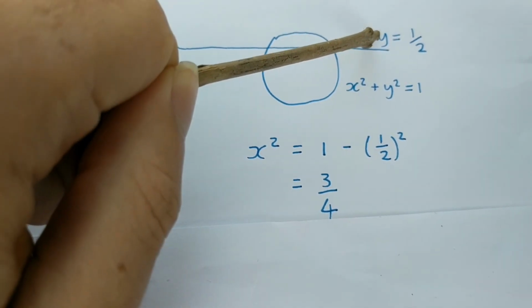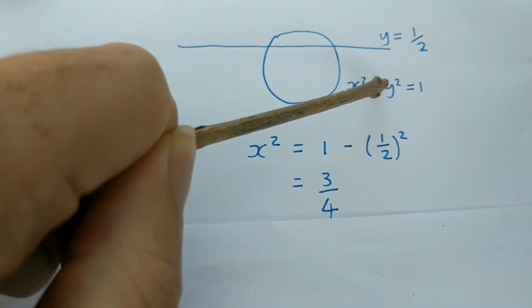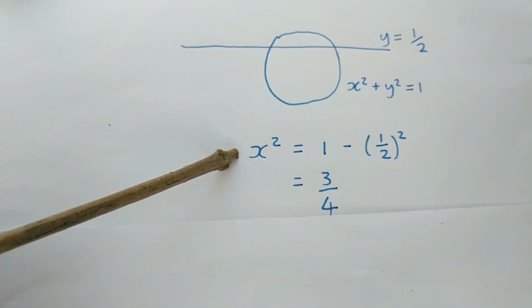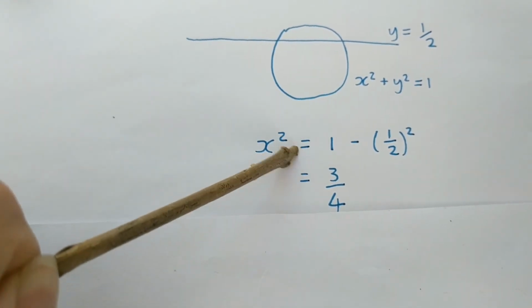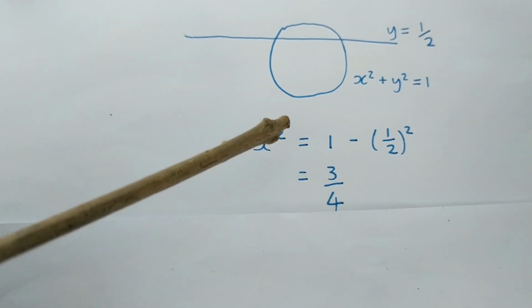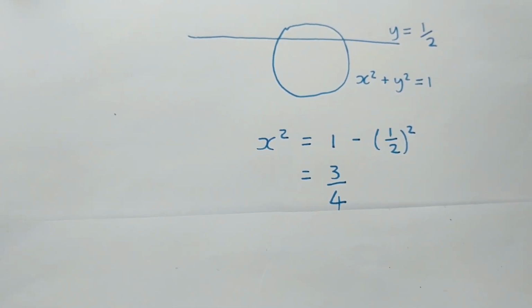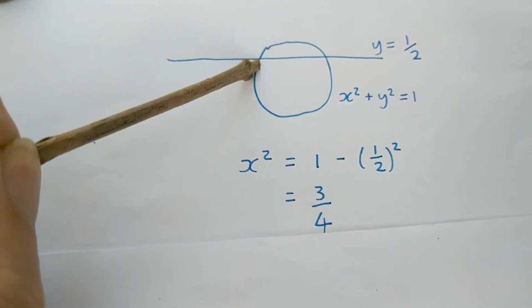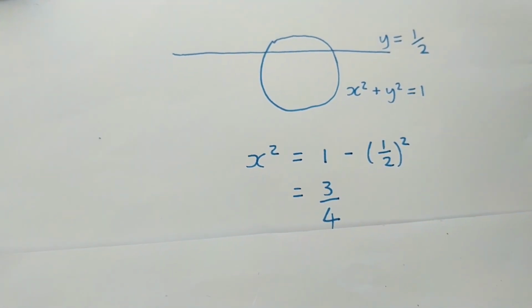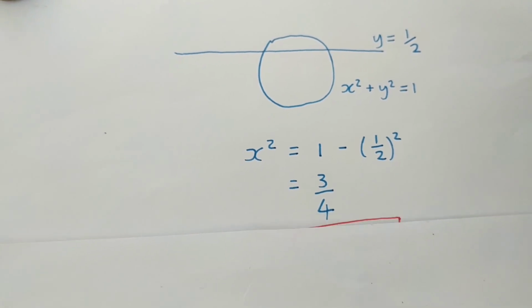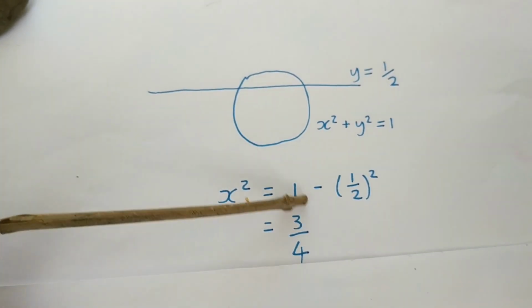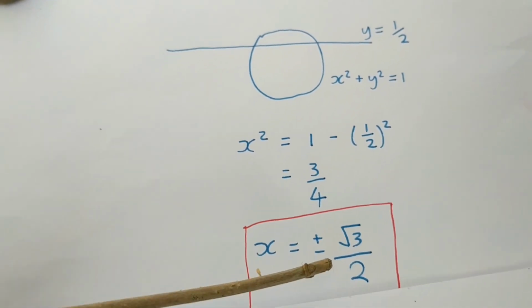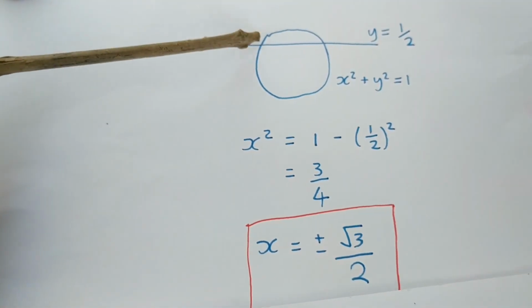So if we take this one and substitute it into here, we can rearrange it to get this expression for x squared. So x squared is 1 minus a half squared. It's 3/4. So what's x? Well, there's going to be 2 points, one positive and one negative, at least this is the usual view. And those are given by the square root of this quantity, which is the square root of 3 divided by 2. And as I say, it can be plus or minus.